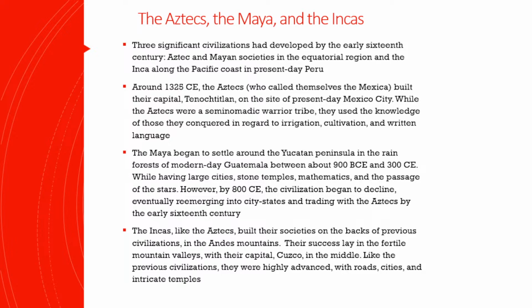And especially back in the day, which, I mean, it's just kind of always true, fertile soil is always important. That will never not be the case. And they had really rich, fertile mountain valleys. So they put their capital, Cusco, right in the middle. They had highly advanced roads, cities, intricate temples, etc. So yeah, these three were basically on par with one another. I'd say the Maya were probably the lowest on the totem pole around the 1500s because they had fallen, but they were once just as great as the rest of them.